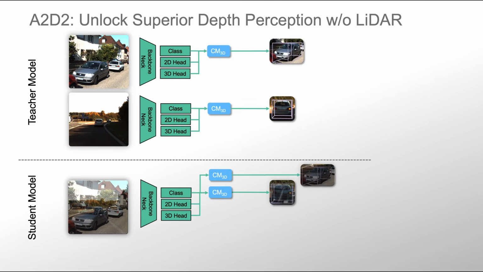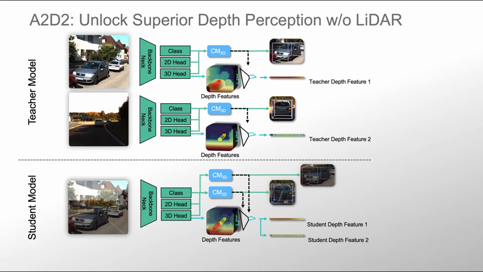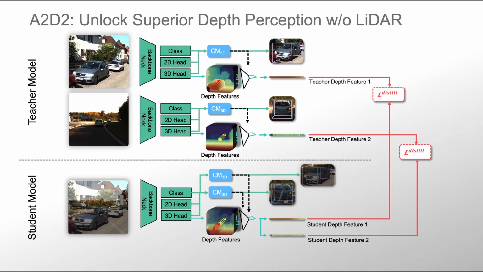Next, we match the student and teacher predictions to their corresponding ground truth objects. We then distill the depth features from the teacher to the student model. To achieve this, we first extract the object-related depth features. Then, we distill the teacher's depth features to the student.